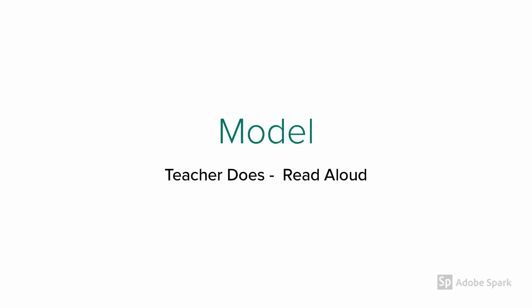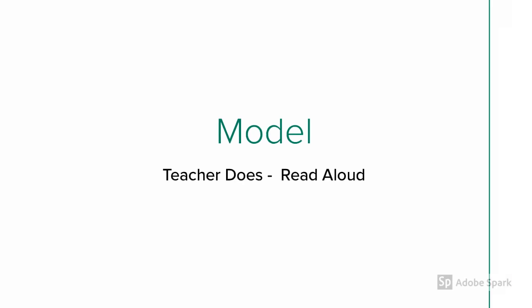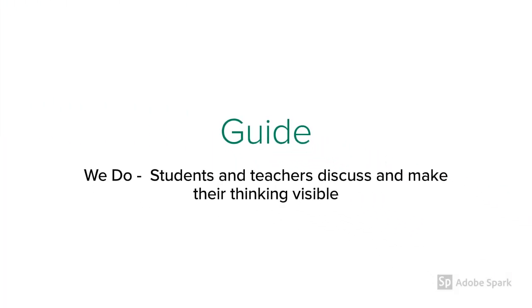As mentioned in the previous video, each lesson follows the gradual release of responsibility, meaning that the teacher, at first, will do the comprehension strategy by modeling it out loud. This looks like reading aloud and having the teacher share their thinking as they're reading. In the guided part of the lesson, this is when teachers and students are working together. Students are talking with their peers as well as their teacher about what they're thinking, as well as recording their thinking in graphic organizers or on Post-it notes.